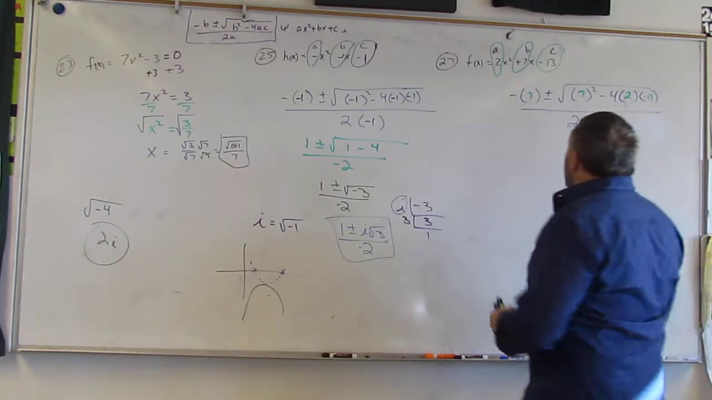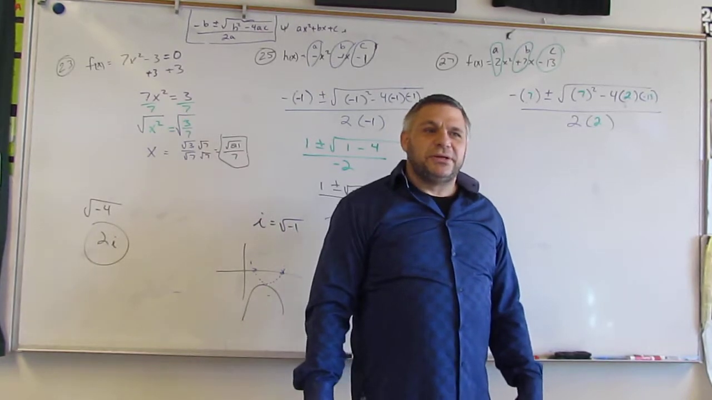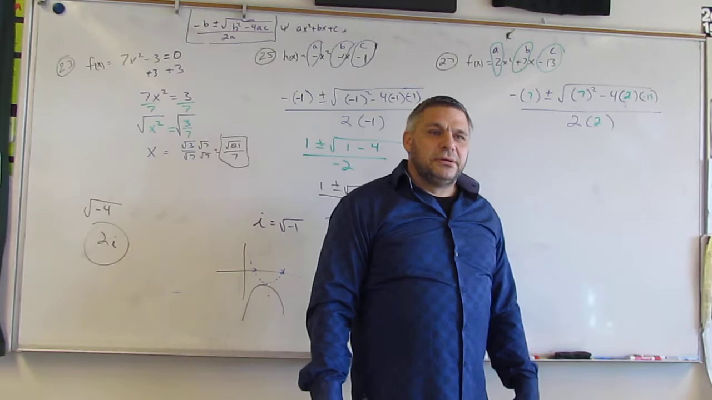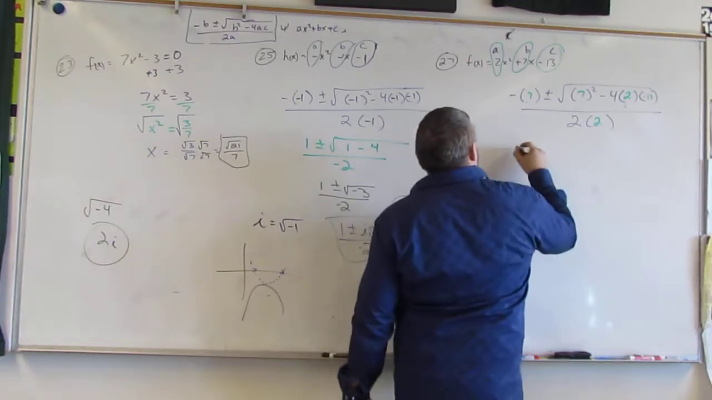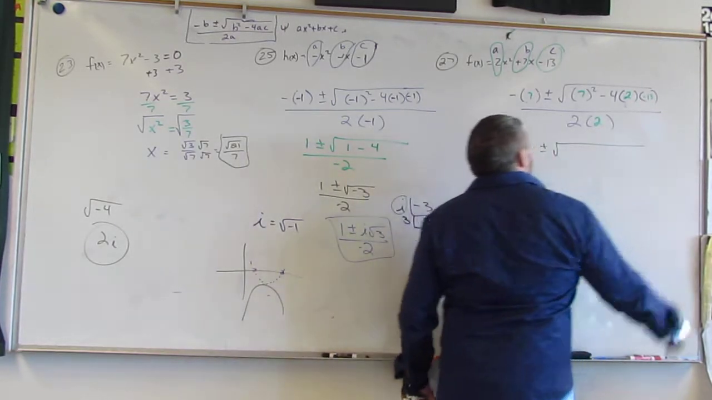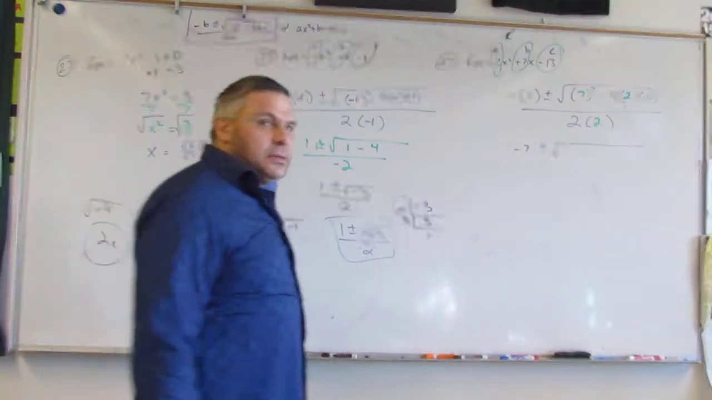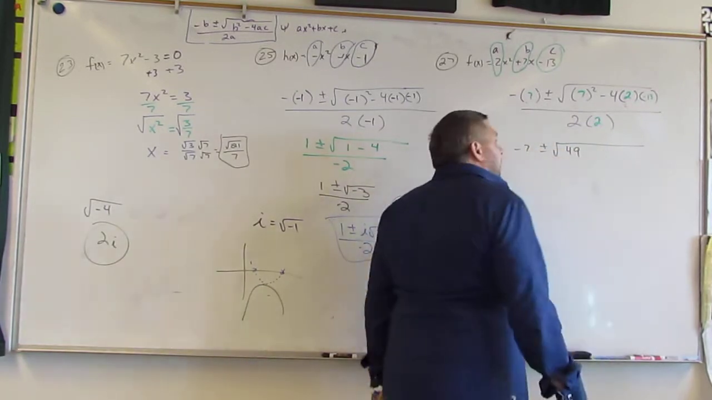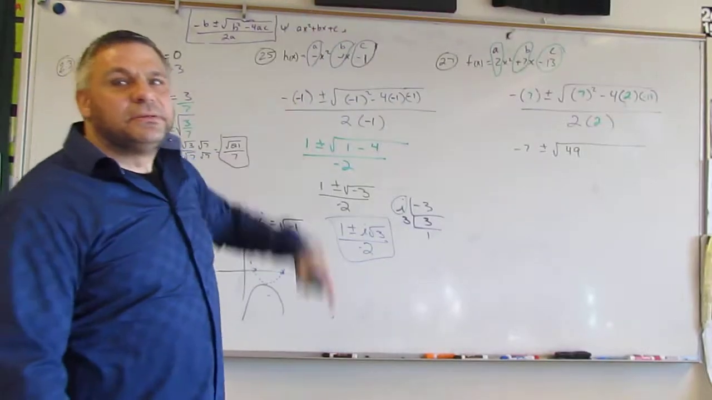Alright. So what is negative 7? This is a trick question. Just negative 7. Perfect. That's what I'm looking for. Alright, what's 7 squared? 49. Yep. What's a negative times a negative? Positive.